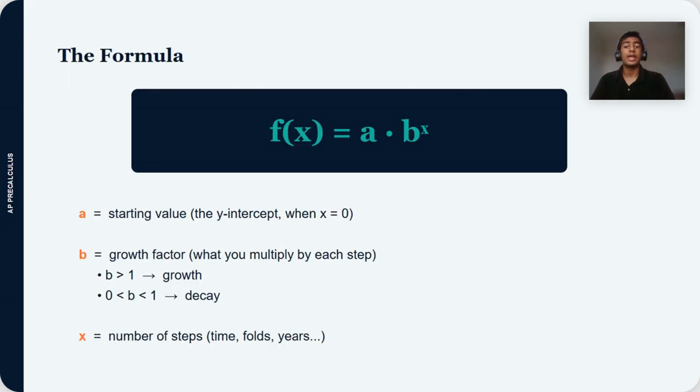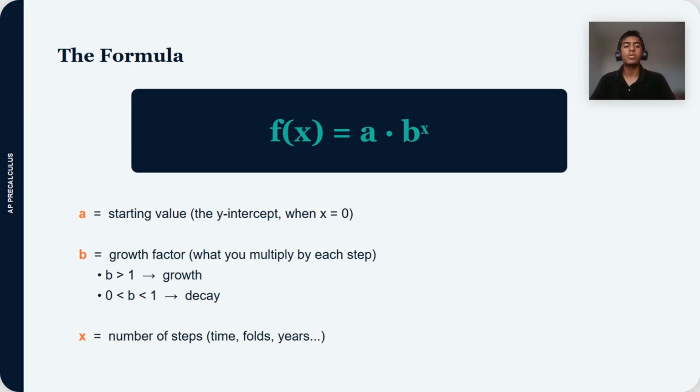Here's the notation, and I promise you, it maps directly onto the paper story. f(x) = a · b^x. a is where you start. For the paper, that's one sheet. b is the growth factor. For the paper, that's 2 because it doubles every single time you fold. And x is the number of folds.